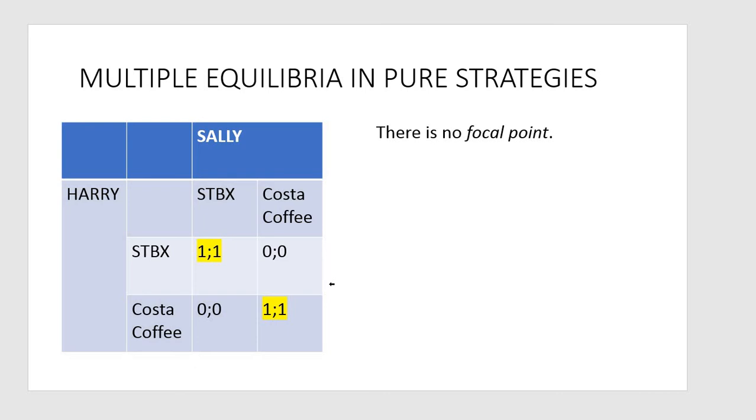Basically, a simple text message specifying the place of meeting will be enough to have either this or this equilibrium. However, in the absence of cooperation, this is not possible.